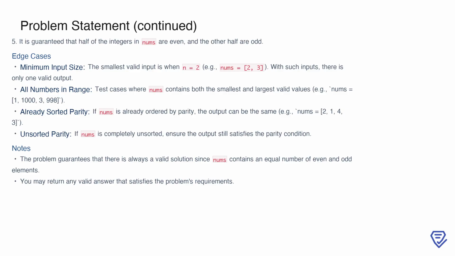On the other hand, if the input is completely unsorted, the solution must still rearrange the elements to meet the parity condition. It's worth noting that the problem guarantees the existence of a solution because the input always contains an equal number of even and odd integers. This means you can focus on finding any valid arrangement without worrying about edge cases where a solution might not exist.